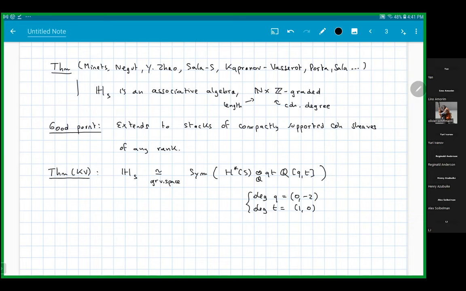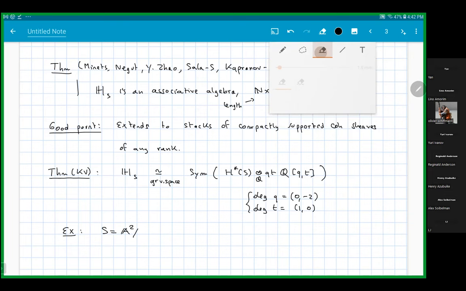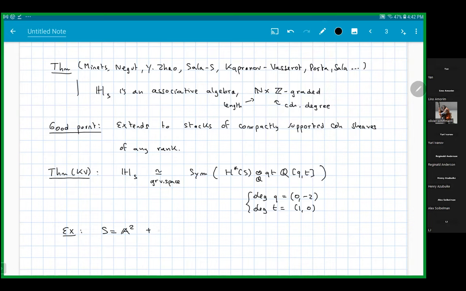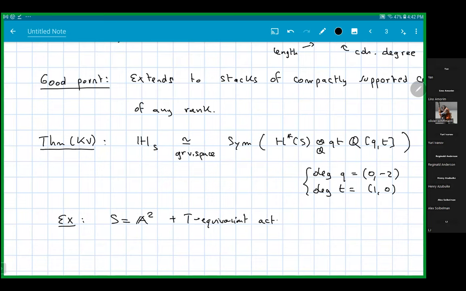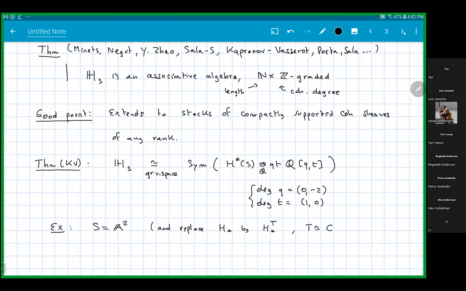And then a recent theorem is about the precise structure of this. So maybe I just give an example. If S is A2, and we quotient out by the two torus, let's say A2 plus T action. This means that you take T equivariant homology, where T is isomorphic to C star square.